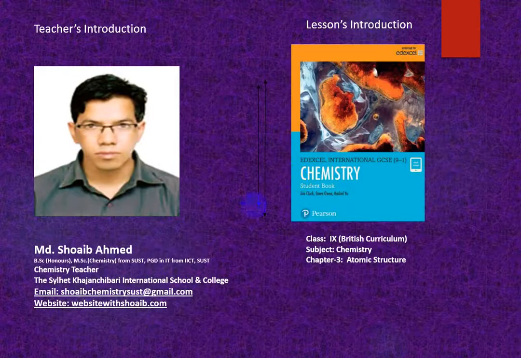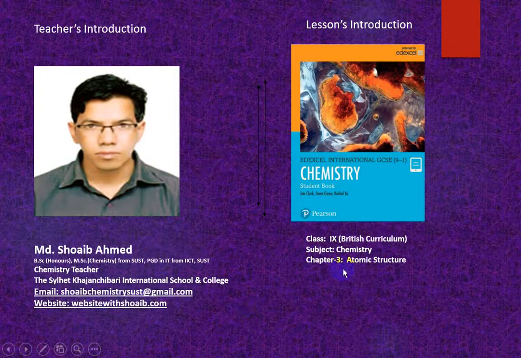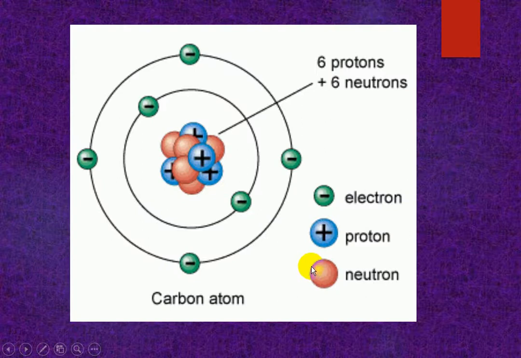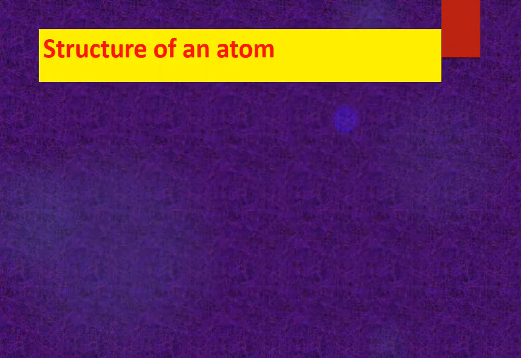This is chapter 3, atomic structure in chemistry. Atomic structure, part 2. Okay, in the last class, we took this. Here is a carbon atom with 6 protons, 6 neutrons and 6 electrons. Protons and neutrons make up the mass. Mass number is proton number plus neutron number. So 6 plus 6.